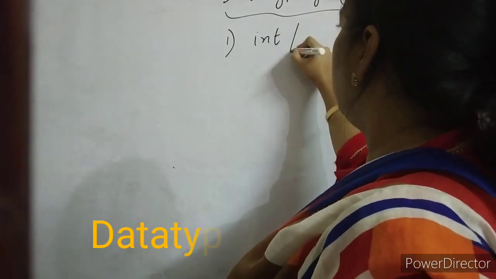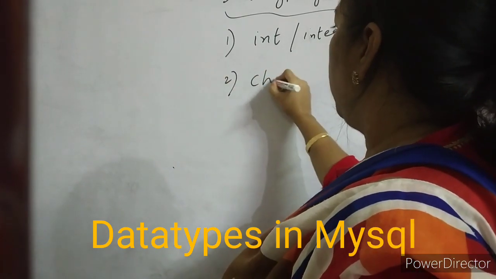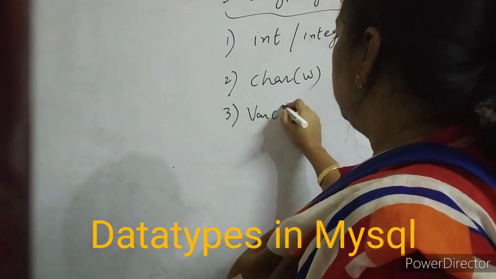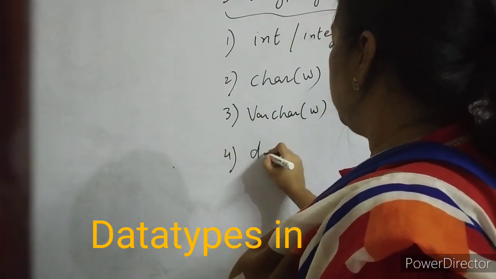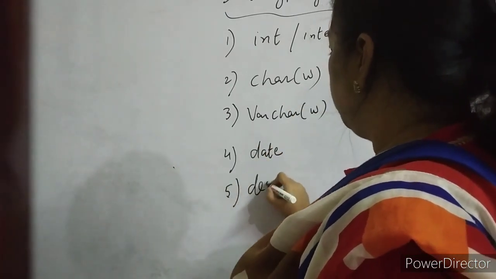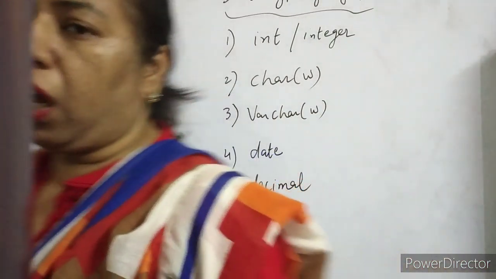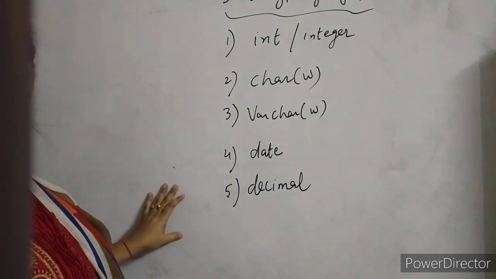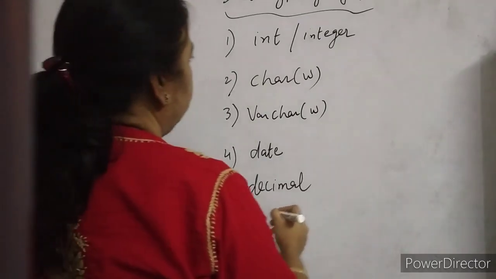Integer, int or integer we can say. Second is char, third is varchar, and fourth one is date. These five data types. One is decimal. 4 data type we have in our syllabus in class 11th, but in MySQL a lot more data types are also available. Okay, but those data types are out of syllabus for you.